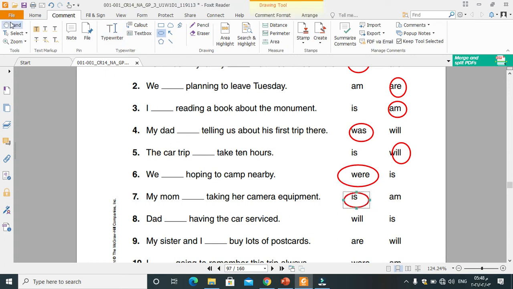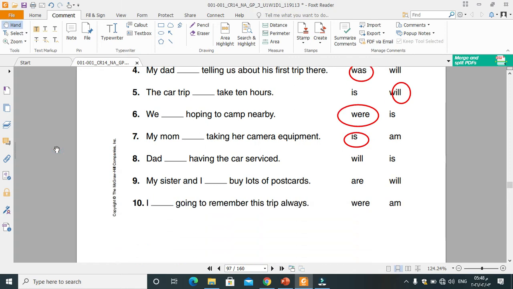Number 8, here, Dad is having the car serviced. Having, so here we have ing. So it's not correct to choose has. That's why we're going to choose will. Number 9, my sister and I will buy lots of poster cards. Will buy. I am going to remember this trip always. I am.